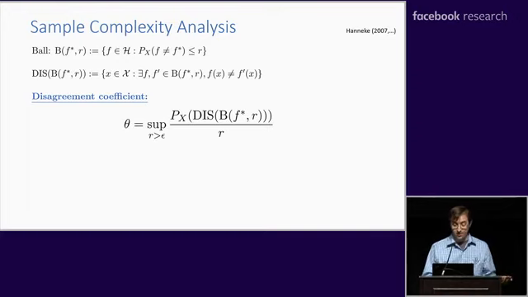And then the region of disagreement of that ball is defined as usual. It's the set of points such that there exist two classifiers in the ball that disagree on the label of that point. So to define the disagreement coefficient, you take the ball of radius r centered at f star. You calculate the region of disagreement of that ball. You calculate the probability mass in the region of disagreement, divide by r, and take the supremum over r. Okay, so that's the definition of the disagreement coefficient.